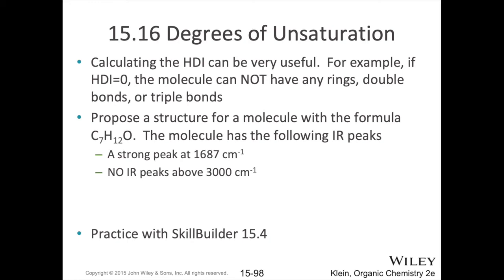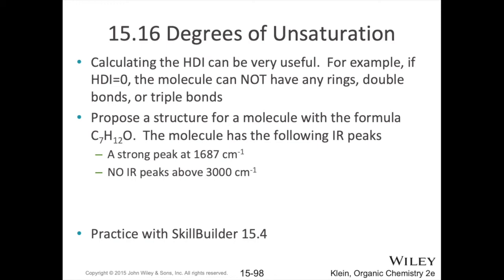So the fact that we have a strong peak in that ballpark, the strong part tells you it's a polar bond. So that tells you that carbon and oxygen must have a double bond, and that accounts for one of our degrees of unsaturation. But the fact that it's not above 1700, it's below 1700, tells us that there must be a conjugated pi bond next to it.